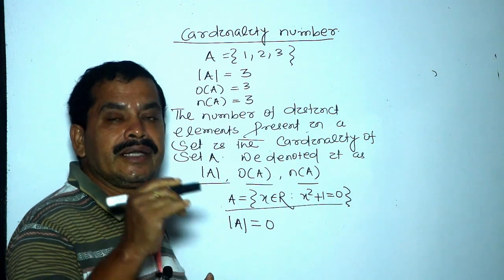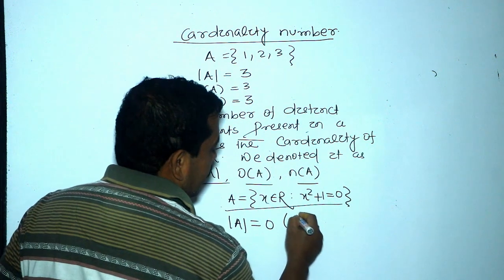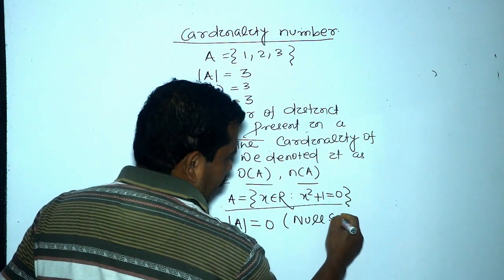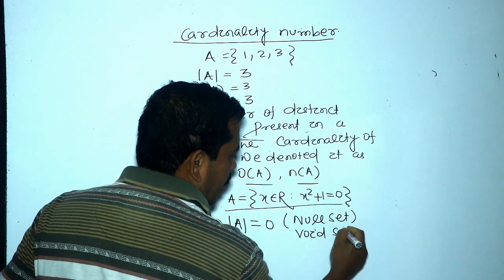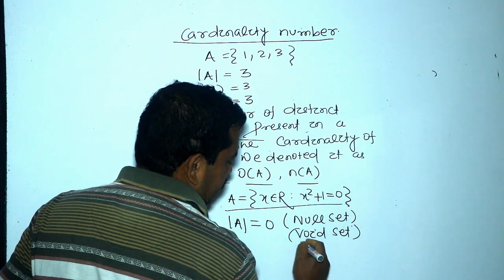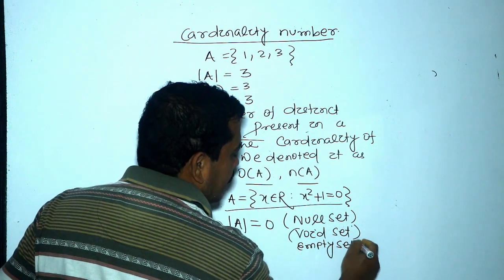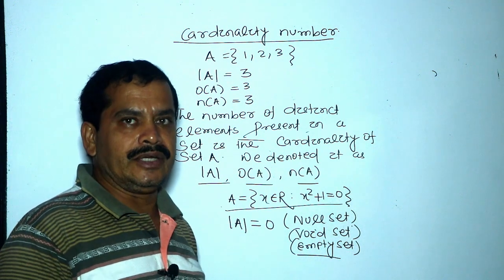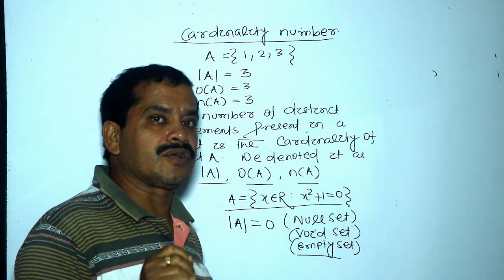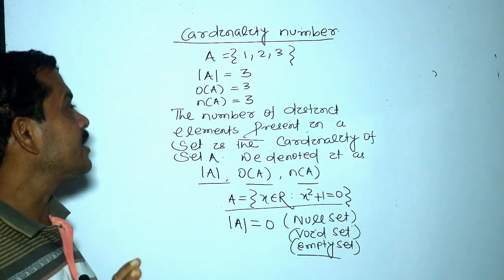If the cardinality is 0, then it is called a null set. This is a null set or void set or empty set. If the cardinality of a set A is 0, then it is called a null set or void set or empty set.